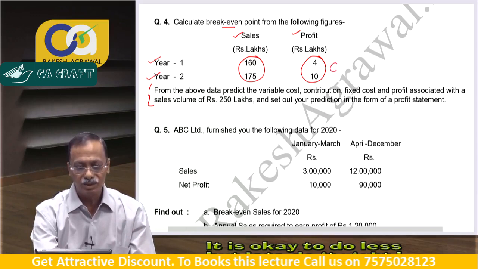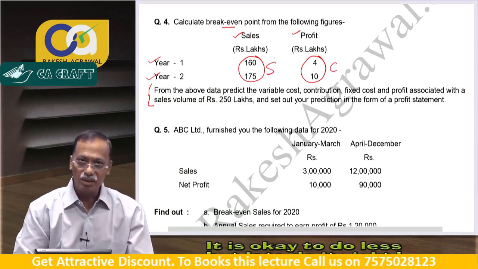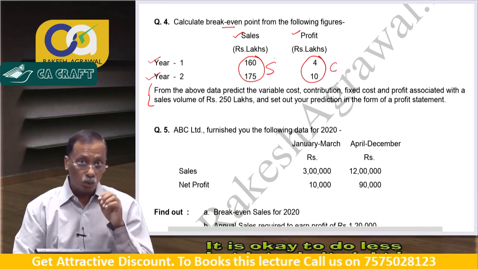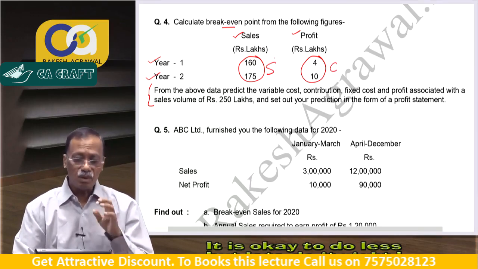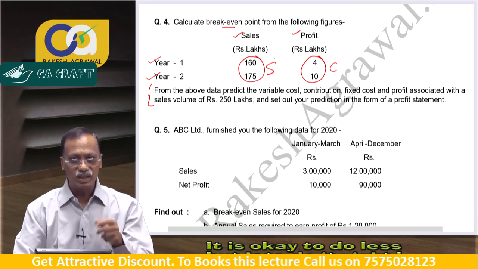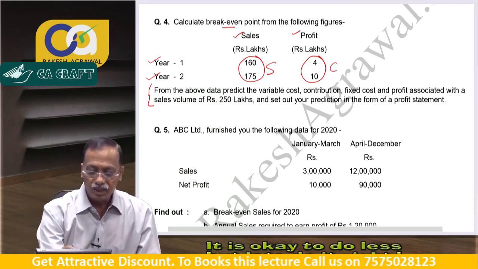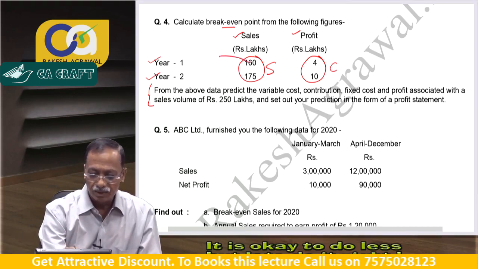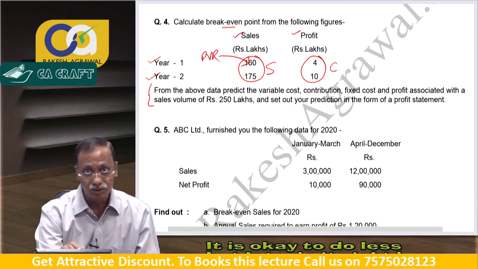Change in profit upon change in sales... actually, change in profit divided by change in sales, times 100, gives the PV ratio. Contribution upon sales into 100 is the PV ratio. Once you get the PV ratio, you can substitute it in either year 1 data or year 2. Suppose we multiply the PV ratio with this sales. Once we get PV ratio into sales, you will get contribution.